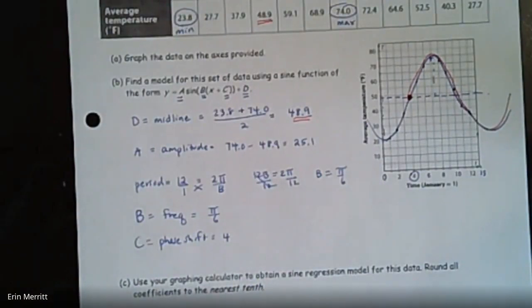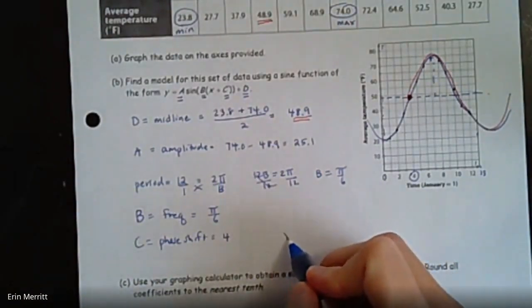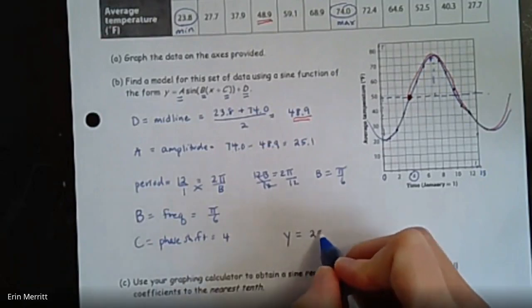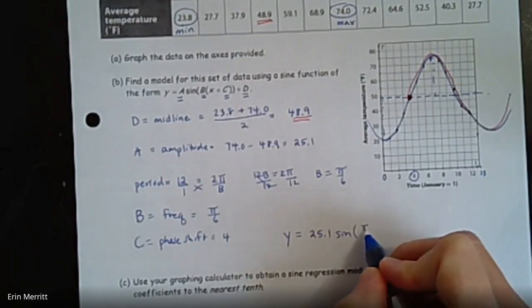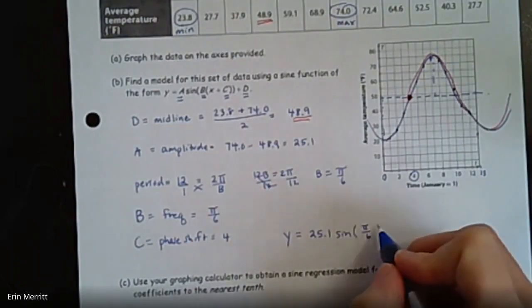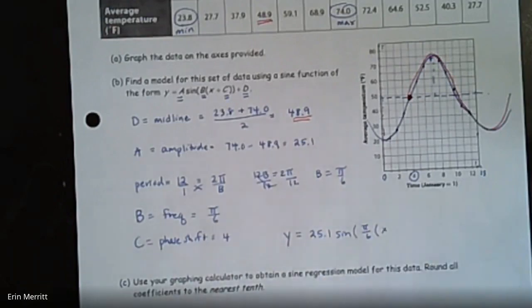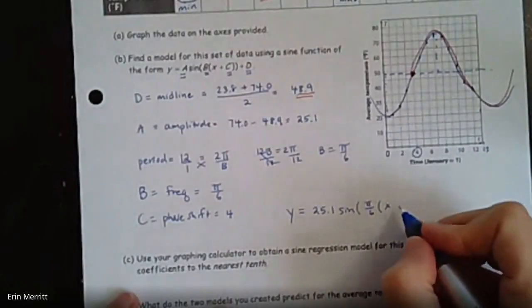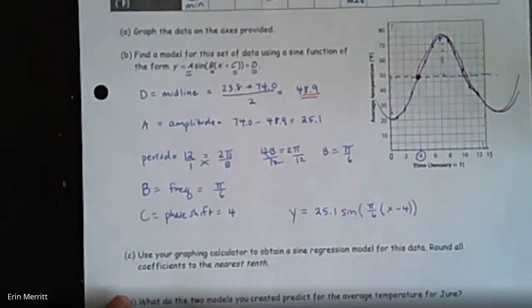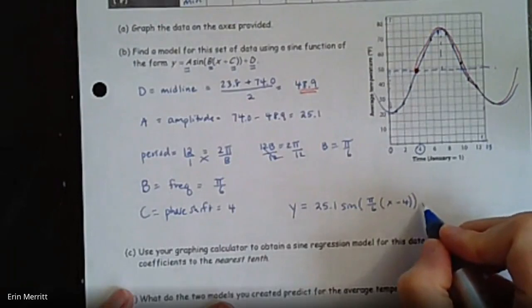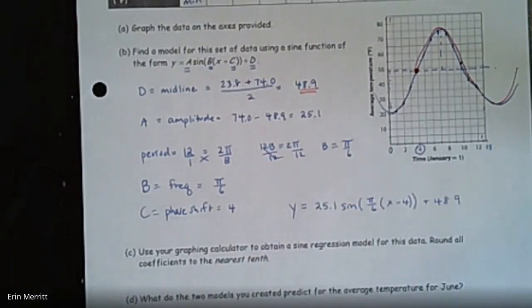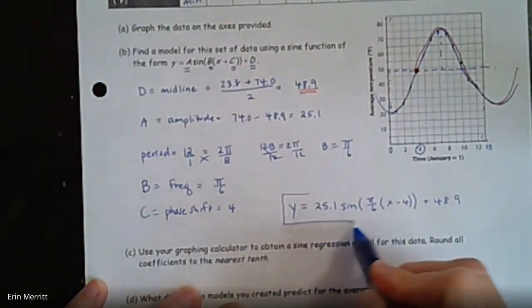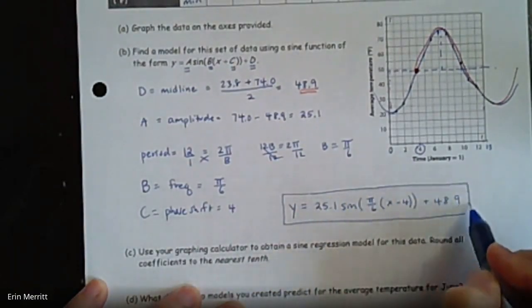Okay, let's build an equation with that. So we've got all the values. So y equals 25.1 times sine of pi over 6, parentheses. And now if I want it to go to the right 4, remember it needs to look like the opposite. So it's going to have a minus 4 inside of there. And then close up the double parenthesis, and then plus the midline of 48.9. That should be the equation of what we have right there.